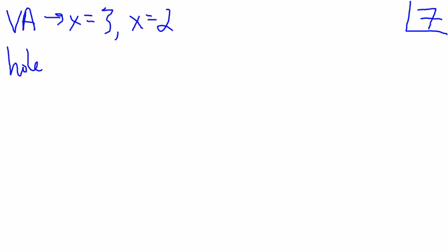I want a vertical asymptote at x equal to 3 and x equal to 2. It also tells me we want a hole at x equal to 1. So let's start by doing that, and then we'll answer the other questions.